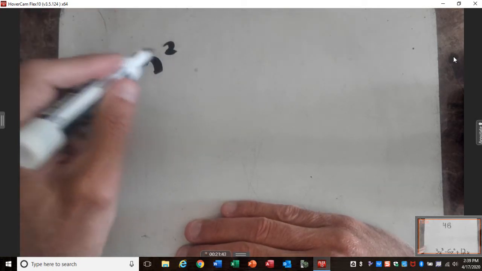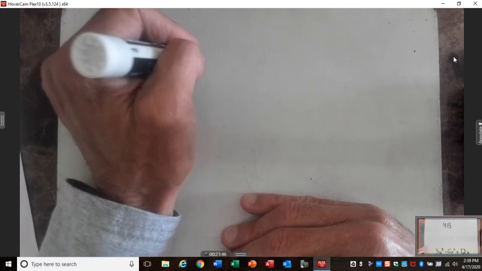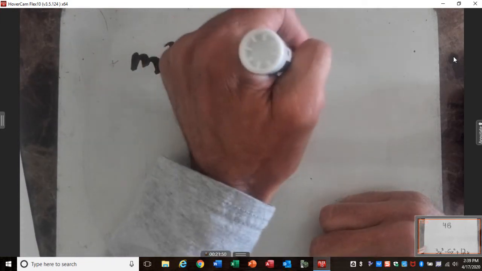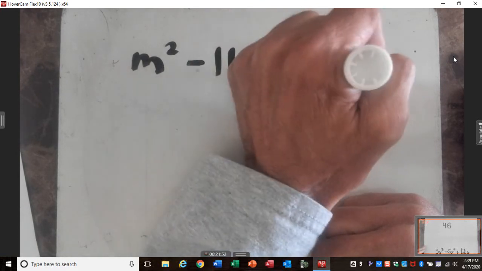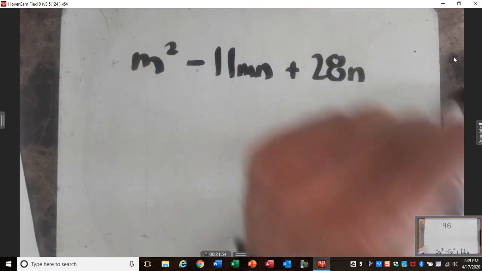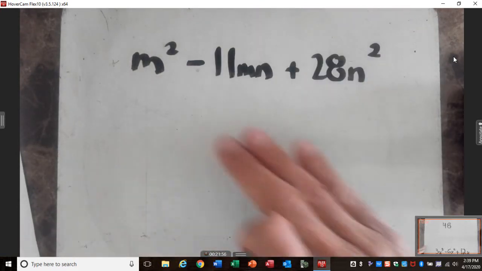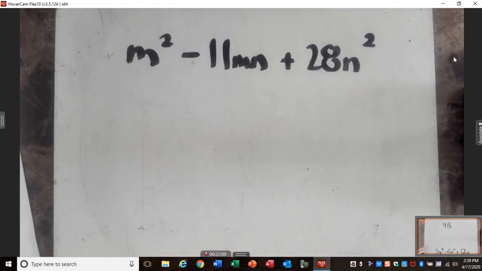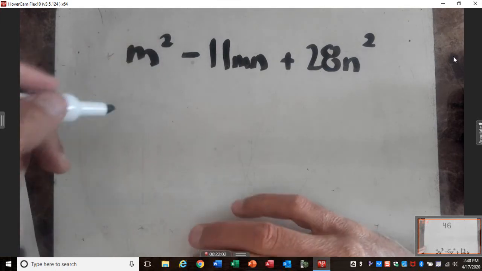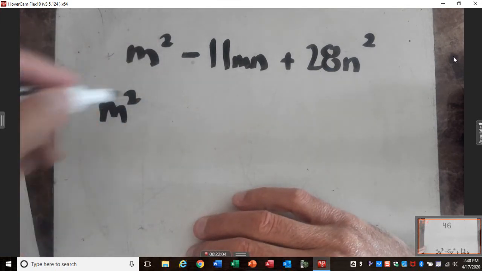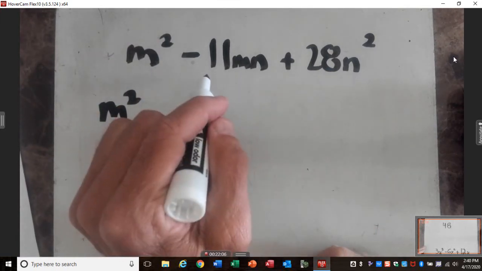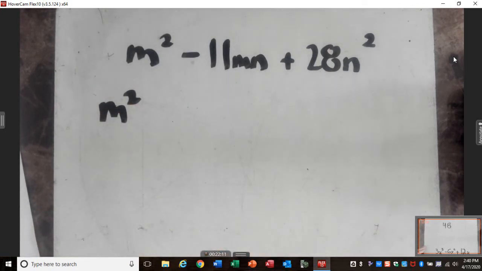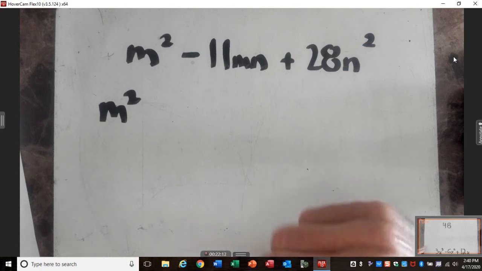It's no big deal. M squared is still a quadratic, so M squared minus 11mn plus 28n squared. Okay, don't let the two variables fool you. Please don't. I'm not trying to fool you. So hit the m squared, carry it down. Okay, factors of 28 that add up to 11. You got to think about that for a second. Factors of 28 that add up to 11 are 7 and 4.